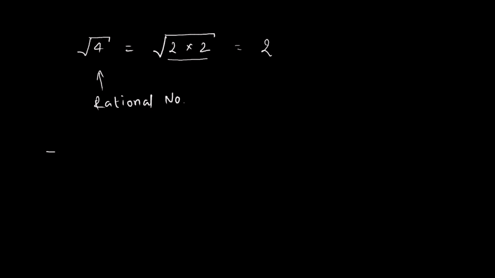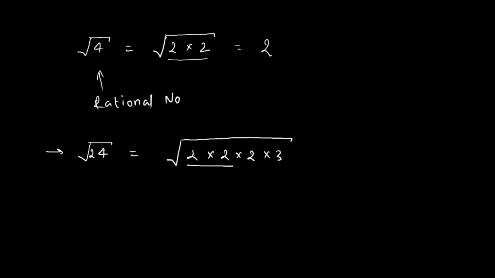Let's see one more example, square root 24. If we find its prime factors, we have 2 times 2 times 2 times 3. If we pair up the first two 2's, we get 2 times square root 6. Because square root 6 cannot be simplified any further into a whole number, the radical symbol remains. Therefore, square root 24 is an irrational number.